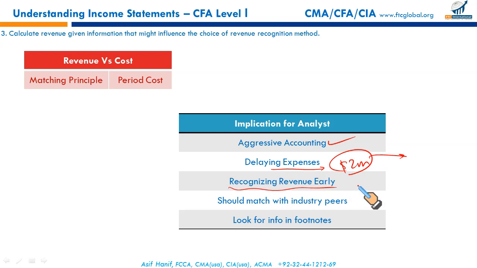So an analyst needs to be observant that the company might have employed aggressive accounting, deliberately delayed expenses like these, or might have recognized revenue too early. In such a situation, the analyst should compare with industry peers, what the industry competitors are doing, and look for the footnotes to see what the company is doing.